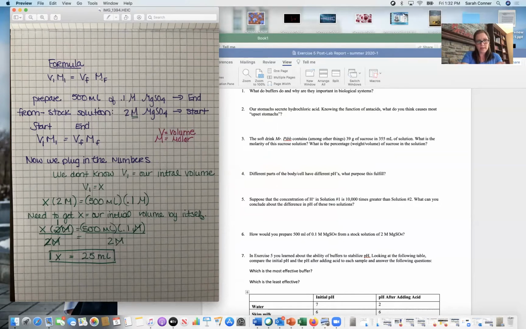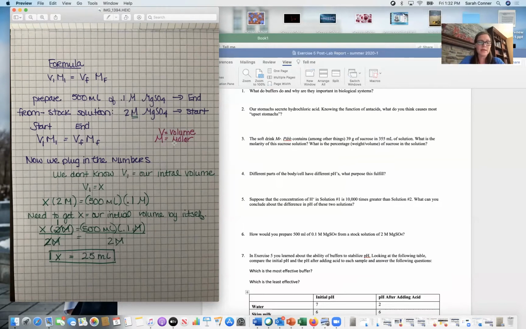So I have broken down the question. If I'm preparing 500 milliliters of 0.1 molar solution of magnesium sulfate, that's my end. And then from the stock solution, 2 molar magnesium sulfate, that's the beginning. So that's what I'm starting with. I have written this up where I put, here's my start. This is the side I'm starting with. This is my end result. V equals volume. M equals the molarity of that solution that we're starting with. And now we're just going to plug in the numbers.